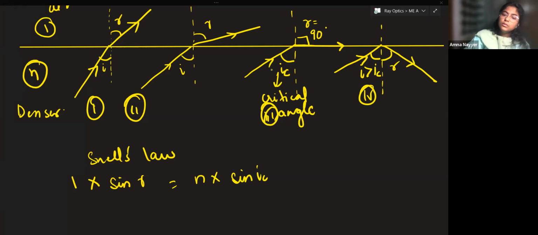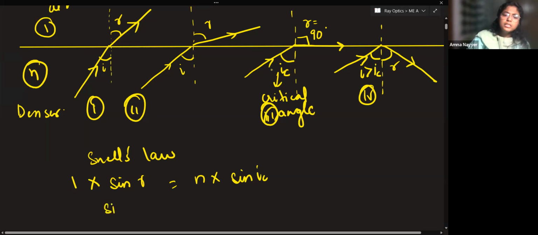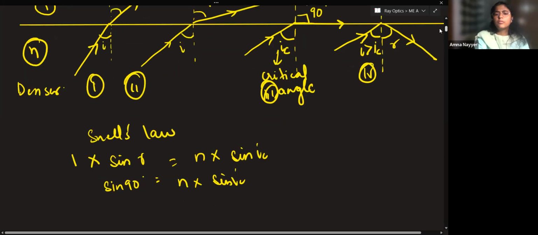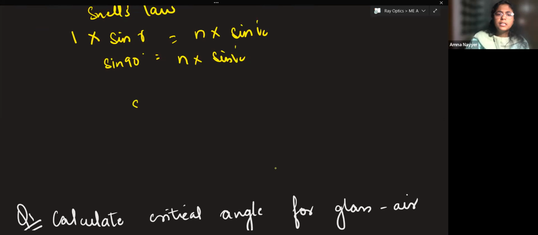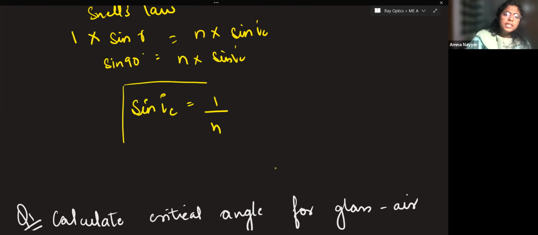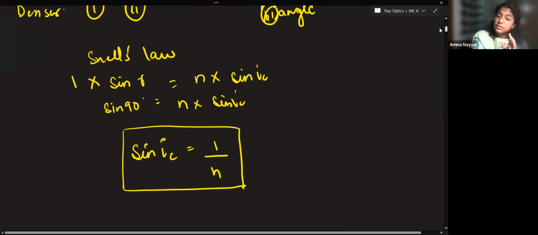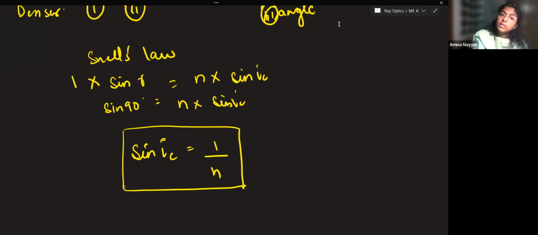So 1 into sine 90 degrees is equal to N into sine iC. From here, we obtain a very straightforward formula for the critical angle, that is sine iC is equal to 1 by N. This is only Snell's law, no new formula. It is written separately so that we have an idea of how to apply Snell's law, and if questions are asked separately on the critical angle, you are able to handle all of them.